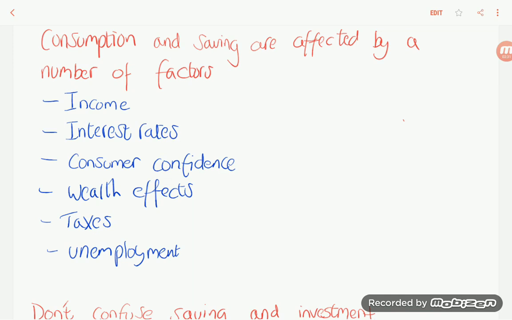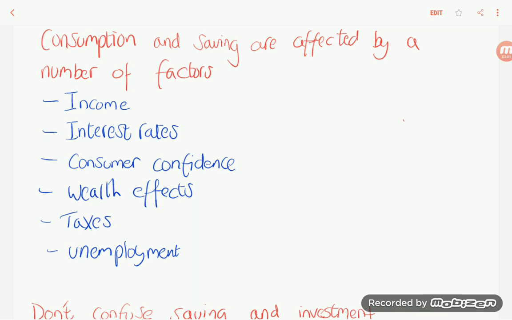Consumer confidence. When consumers feel more confident about the economy and their own financial situation, they spend more and save less. Confidence is affected by a number of factors. For example, in a recession, consumers are usually reluctant to spend because their confidence in the economy is low. For example, they might be worried about losing their jobs. This reluctance can continue even after a recession.